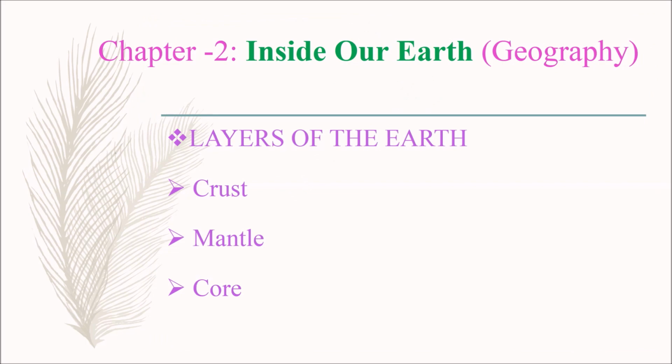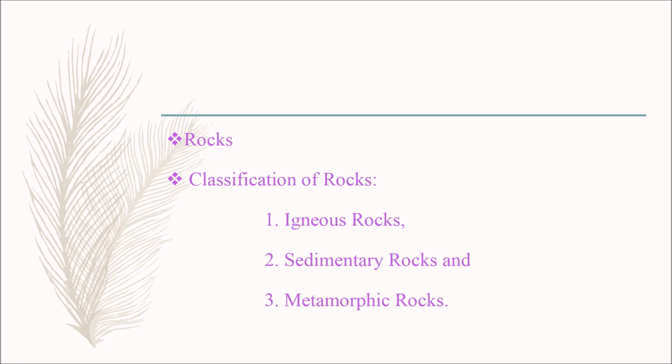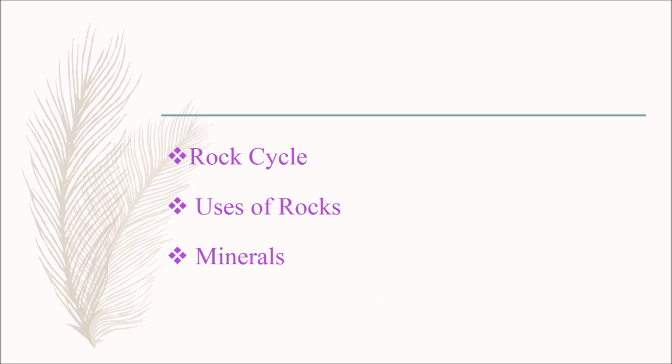Next, we are going to revise the second chapter in geography, which is Inside Our Earth. Now, let's see the gist of the lesson. Layers of the earth. Under this, we have crust, mantle and core. Next, we have rocks. Classification of rocks. Under this, we have igneous rocks, sedimentary rocks and metamorphic rocks. Next, we have rock cycle, uses of rocks, and finally, we have minerals.